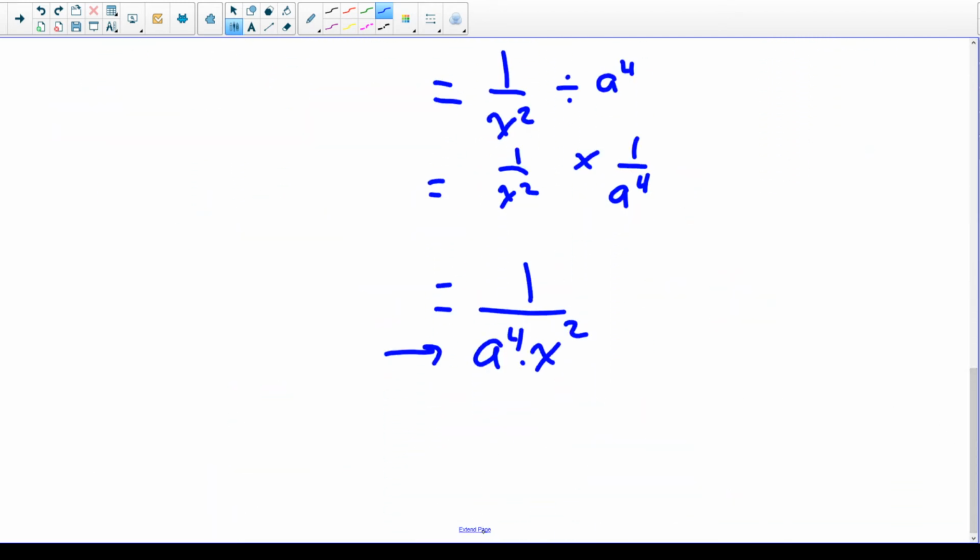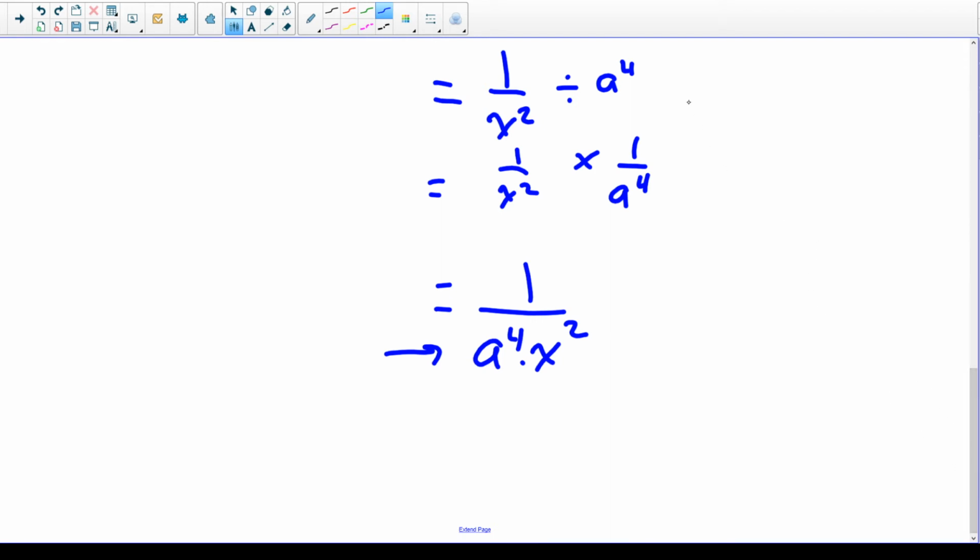Okay? So, in other words, if you have a negative power in a numerator, you slide it down to the denominator and make the power positive. And the reverse is also going to be true. If you have a negative power in the denominator, you slide it up to the top and make it a positive power. So let's look at a couple of examples like that.